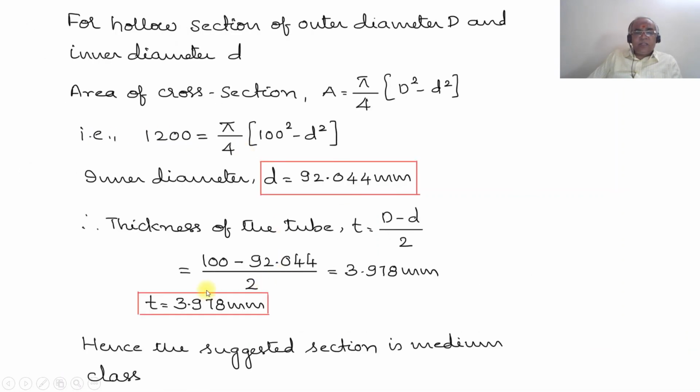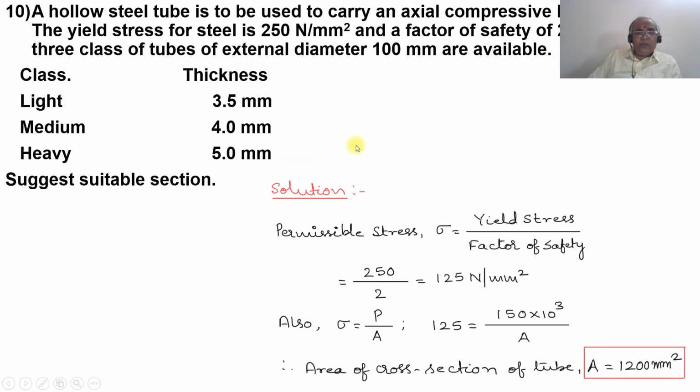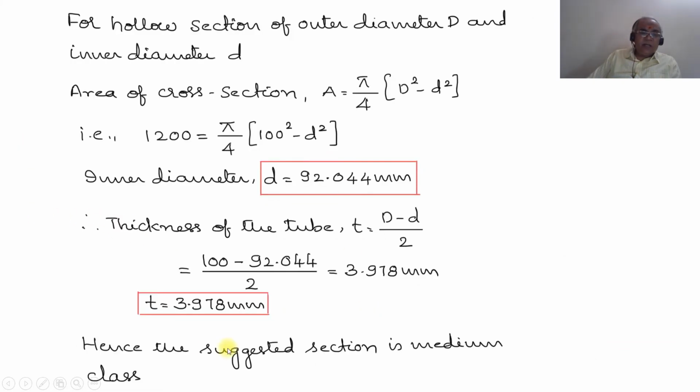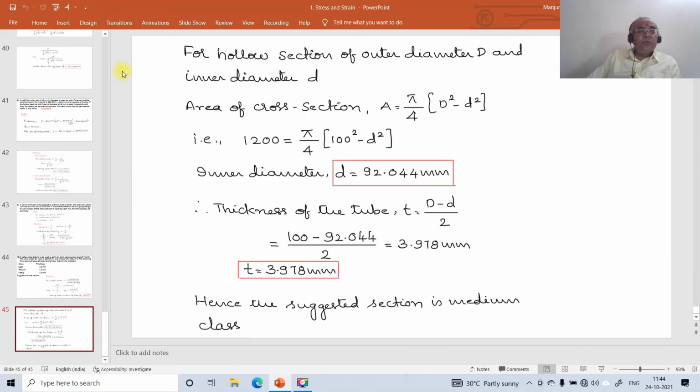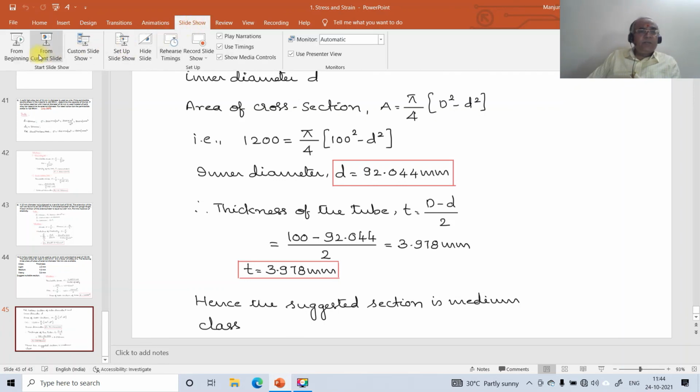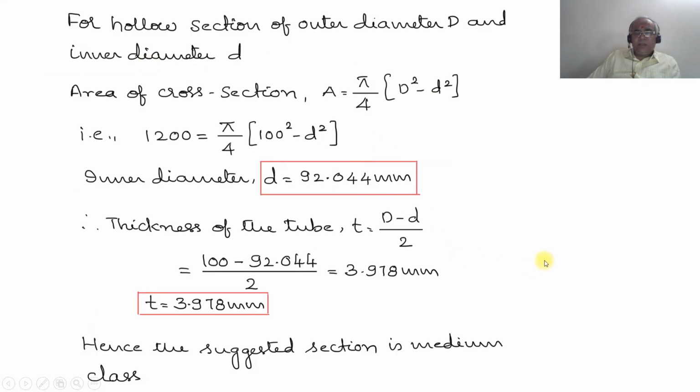Here the thickness we have calculated is 3.978. Therefore, we can go for the medium cross section. Hence, the suggested section is medium class. So this is how you will be able to find the solution for this particular problem, and this is our final solution. Thank you.